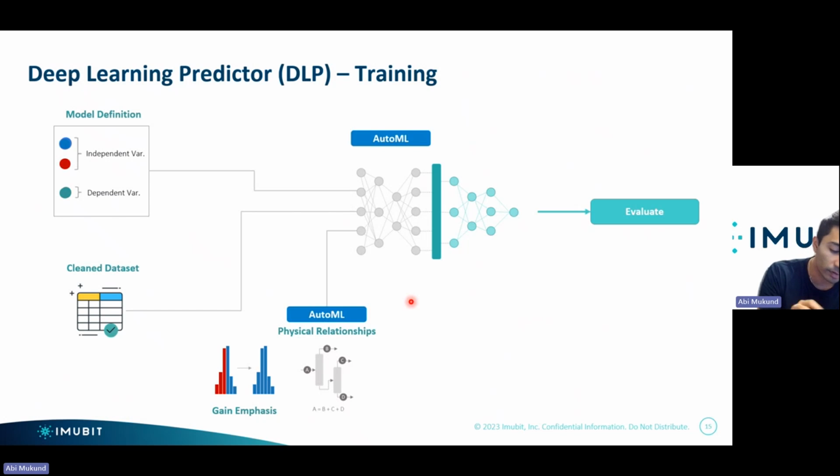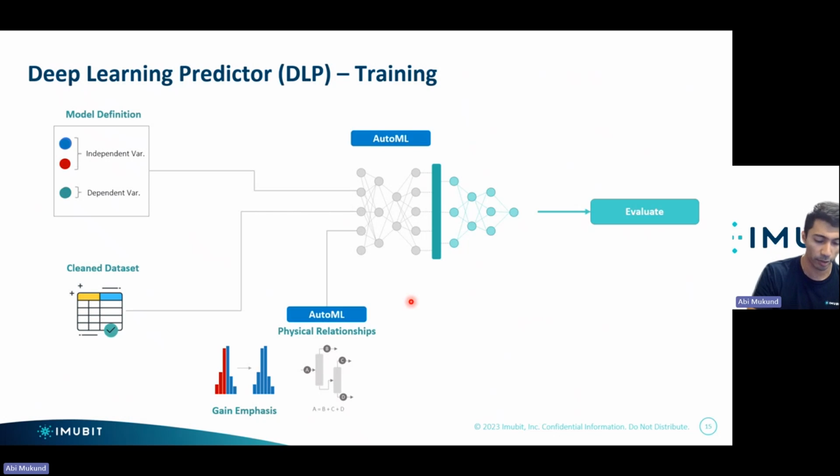They can also impose physical relationships or equations on top of the model's definition. So when the neural network is training and looking through large volumes of data, we tell it, go find the true process relationships, but make sure you respect this equation as you do so.